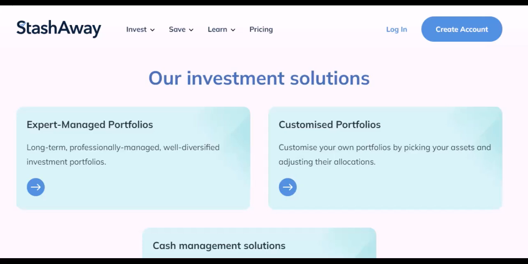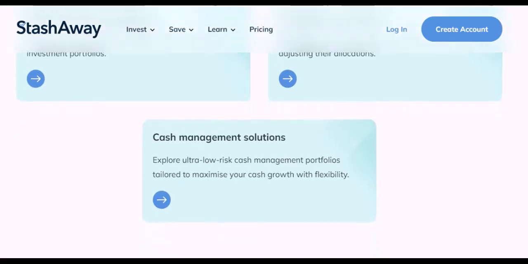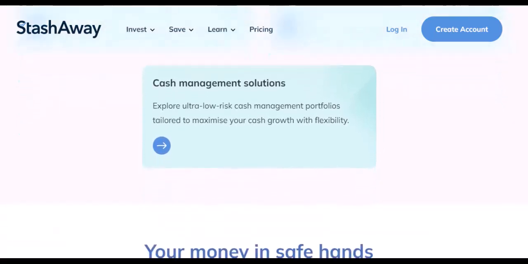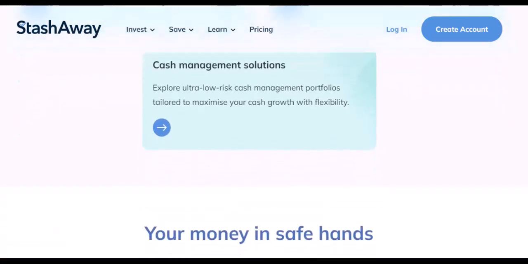Stashaway offers a user-friendly platform that can help you simplify your investing journey. By following the steps outlined in this video, you can start investing today and work towards achieving your financial goals.